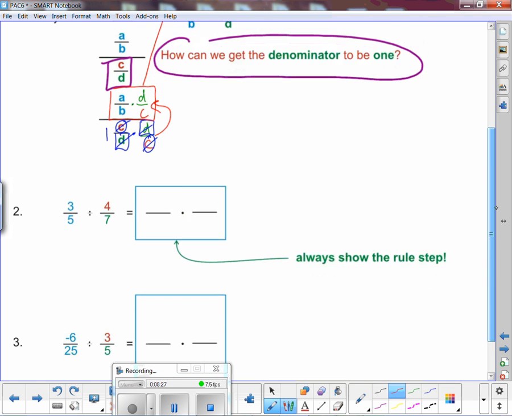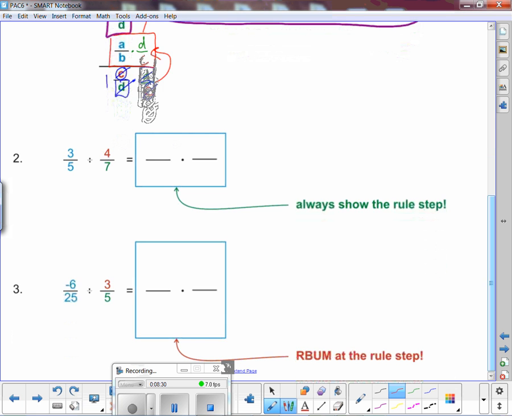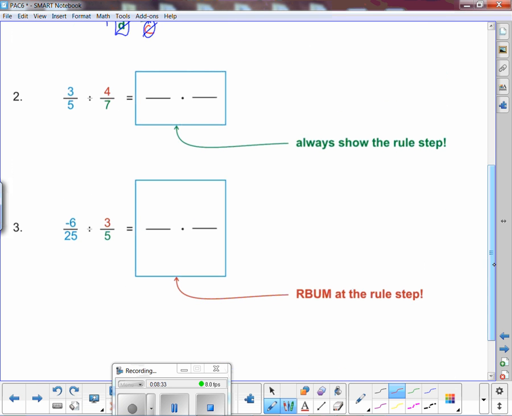Okay, so let's go through and do some here. All right, so the first one. Do you do anything to the first fraction, yes or no? No, it just stays 3/5. Don't be flipping the first one. Remember, the division sign gets changed to a raised dot. I've already done that for us, right? And then the second one gets flipped. So the 7 on the bottom becomes the top, and the 4 on the top becomes the bottom.